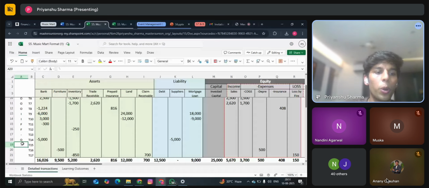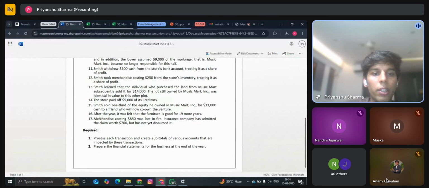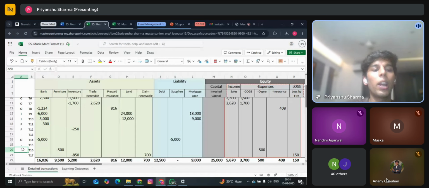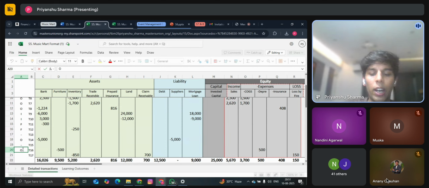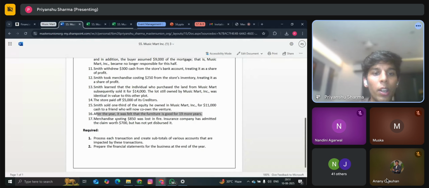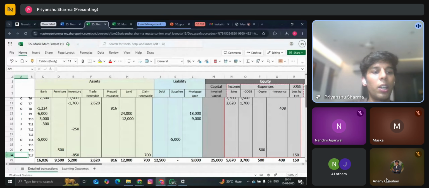Got it. Cool. So transaction 16 was after the year it was felt the furniture is good for 19 more years. Okay. So if you can recollect from my explanation of what depreciation was, I told you that that is the charge that we put down on our business every year for a long-term asset. Since this charge comes to the business for every year and this becomes a recurring activity, we'll put down as operating. And the last transaction, it was for merchandise being lost in fire. Since this is a smaller amount and we had already paid for insurance inside this, this will again come in the day-to-day of the business and will go down under operating.